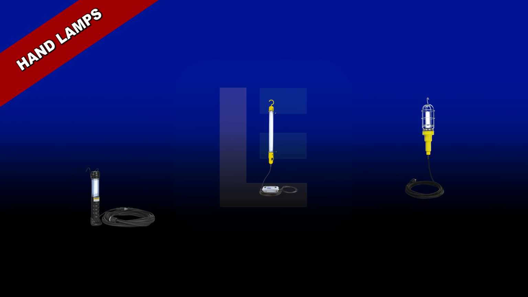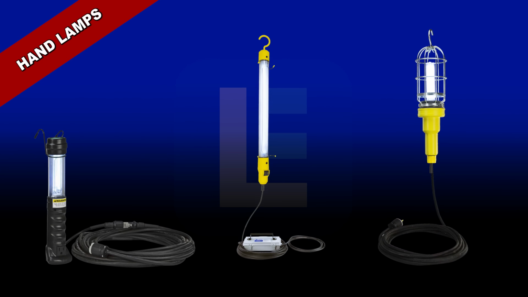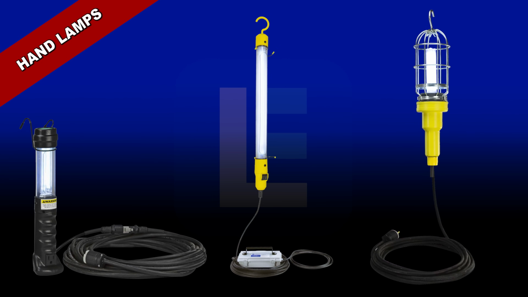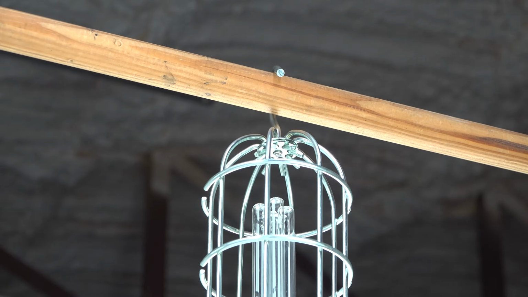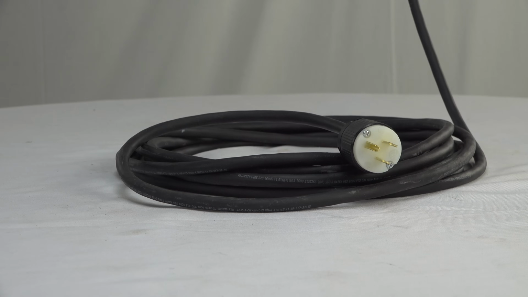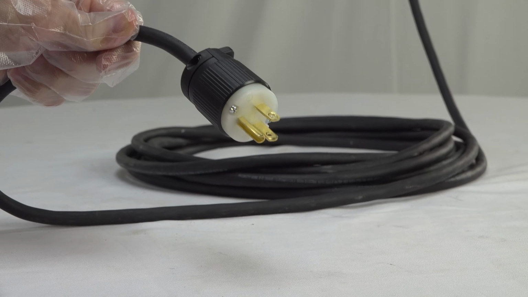UV hand lamps. Our handheld lamps offer 360 degrees of UV coverage for close-up sanitation. The lights have a hook for hands-free operation and chemical and abrasion-resistant cord with an industrial-grade cord cap.